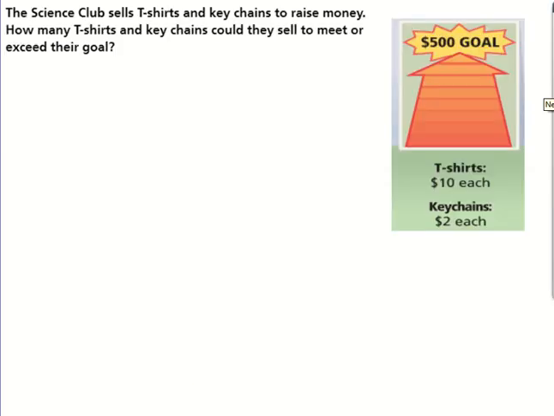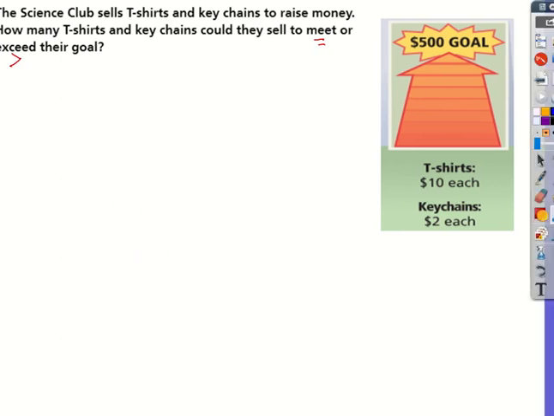All right, let's do another one. We're going to do a story problem. It says a science club sells t-shirts and keychains to raise money. How many t-shirts and keychains could they sell to meet, so equal to, or exceed, that's a greater than, right, their goal. They want it to be more than their goal. So I'm going to get a grid on here really quick, because I'm going to have to graph this.